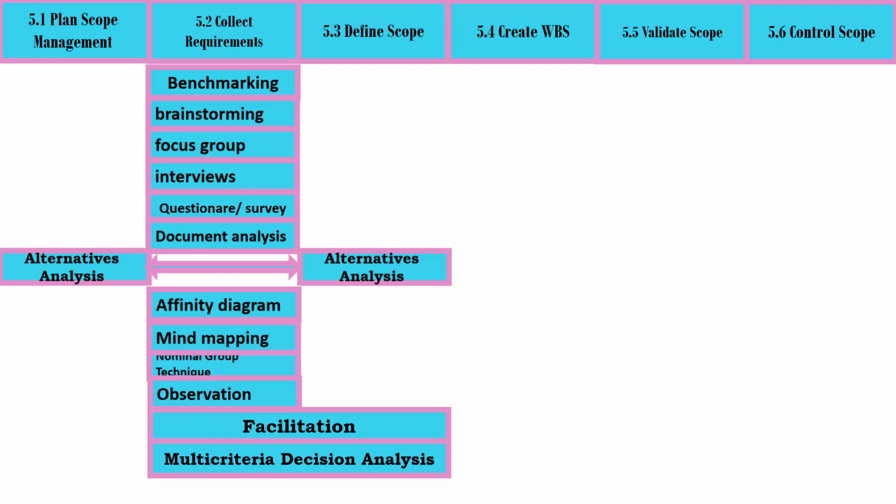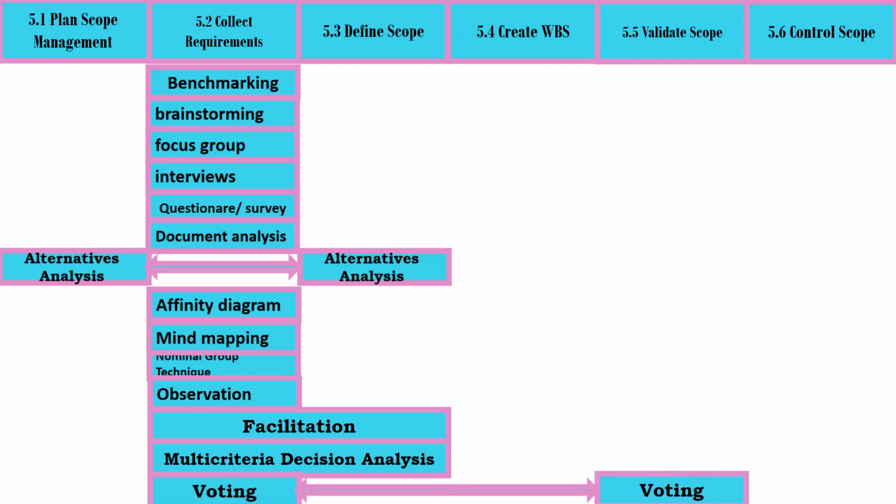making, such as multi-criteria decision analysis, which is shared with defined scope, and voting, which is shared with validate scope. Control scope has both trend analysis and variance analysis.